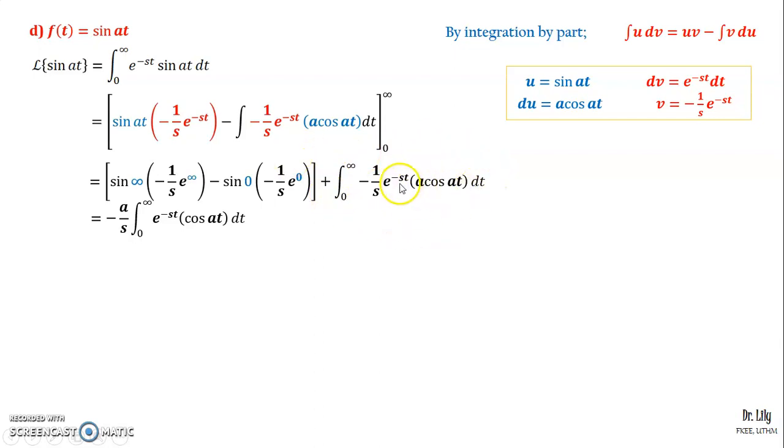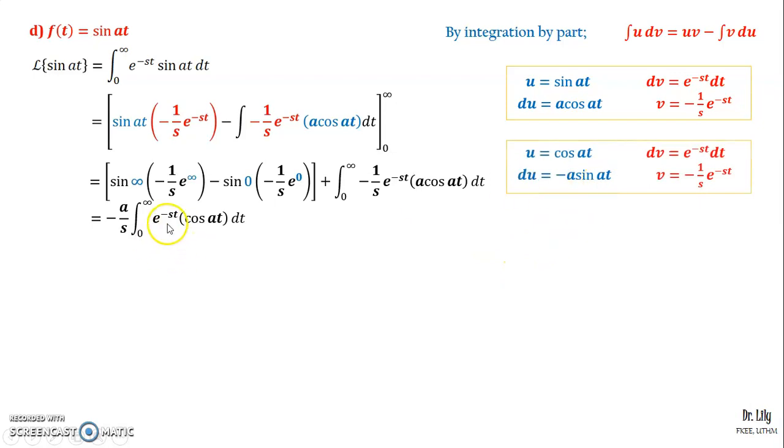Okay, alright. So, sini kita boleh factorizekan A dan juga factorizekan 1 per s keluar. So, you akan dapat negatif A over S. Integrate eksponen negatif st cos at. Okay. So dia punya dekat sini pun you kena integrate dua different function sekali lagi. So agak complicated. So kita guna lagi integration by part lagi sekali.